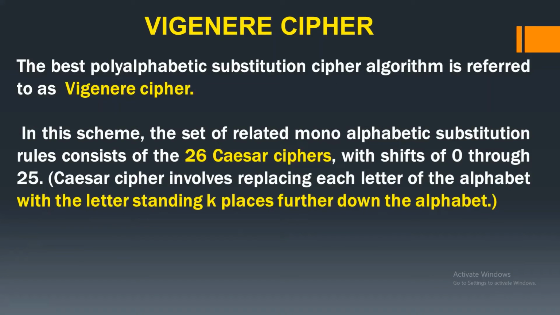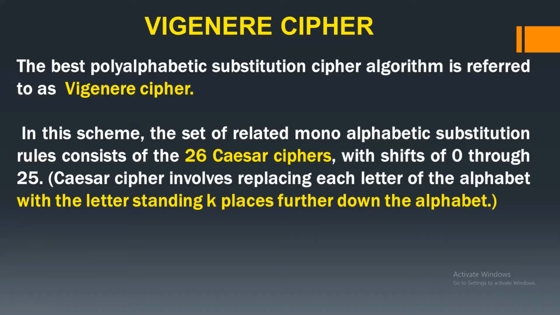Specifically, we are going to learn about the Vigenere cipher, which is one of the best and simplest polyalphabetic substitution algorithms. The Vigenere cipher consists of a set of related monoalphabetic substitution rules in the form of 26 Caesar ciphers. 26 Caesar ciphers are used to implement the monoalphabetic substitution rules. Each of these 26 Caesar ciphers will have shifts from 0 to 25. So the first Caesar cipher will have a shift of 0, the second a shift of 1, the third a shift of 2, and so on.